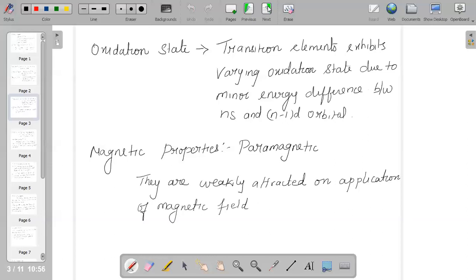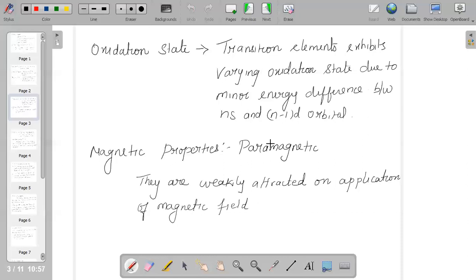So along with the ns electrons, (n-1) d electrons will take part in bonding. But because of the availability of few electrons for bonding, scandium is an exception: it does not show variable oxidation state. And because of the presence of more d electrons, zinc has fewer orbitals available for bonding, and hence it also does not exhibit varying oxidation state.